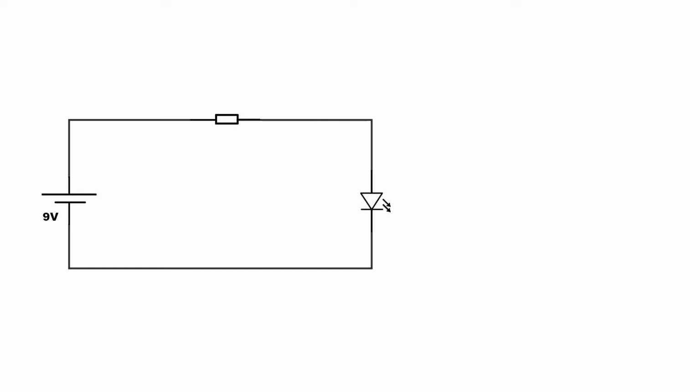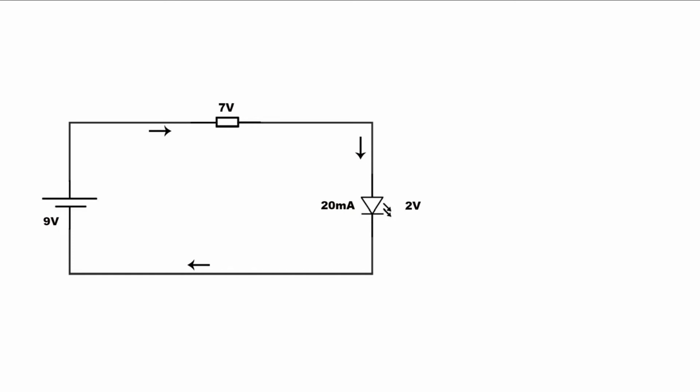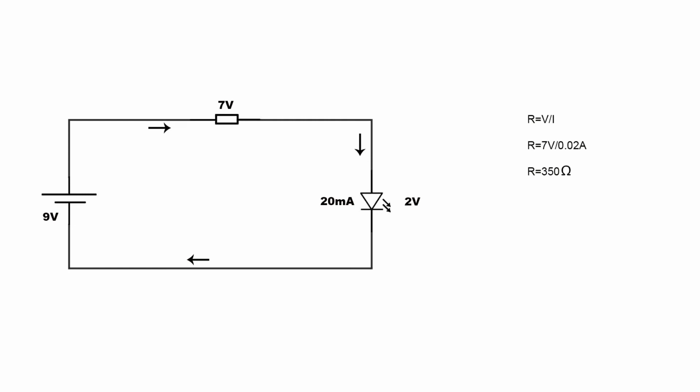Here, I connected my LED in series with a resistor to limit the excess current. Now, I need to find its value to limit the current up to 20 milliamperes. A voltage drop of 2 volts occurs at the LED because its forward voltage is 2 volts. Now, I need to drop the remaining 7 volts across the resistor. By using Ohm's law, I get a resistance of 350 ohms. From the formula, we can see that to drop a voltage of 7 volts and limit the current to 20 milliamperes, the resistor required is 350 ohms.